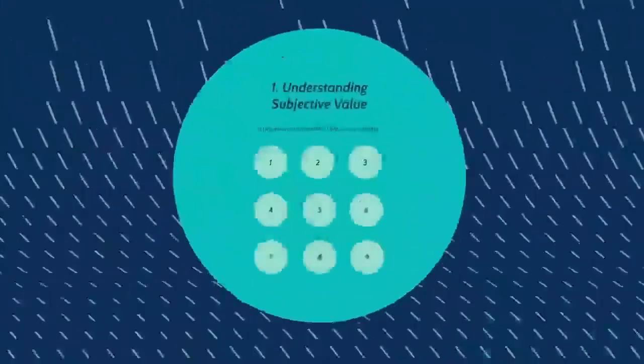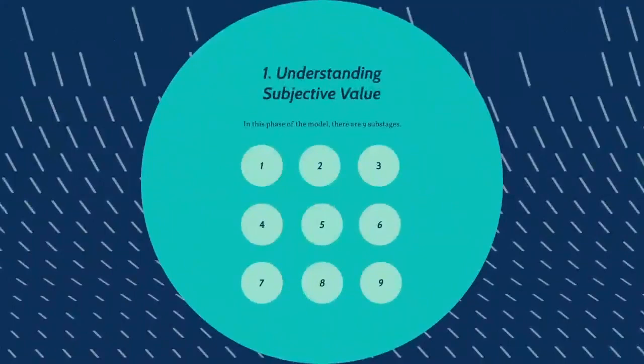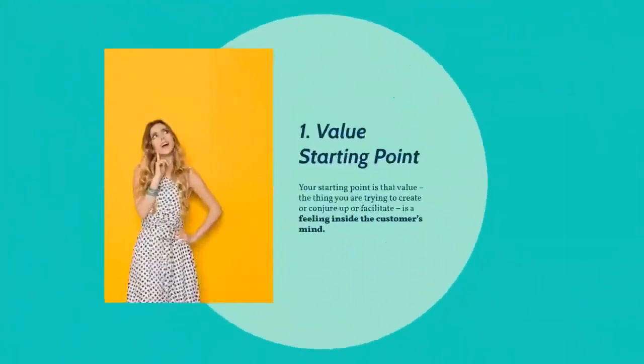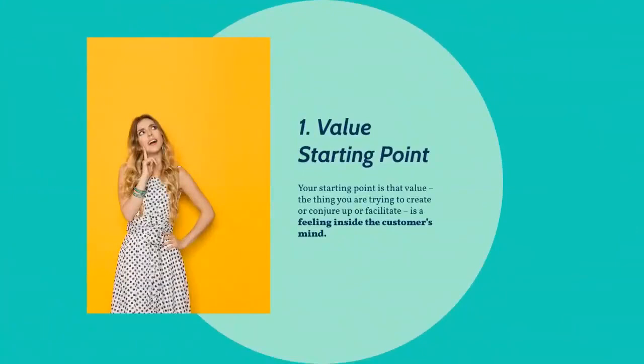In the first phase of the model, subjective value understanding, there are 9 substages. 1. Your starting point is that value, the thing you are trying to create or conjure up or facilitate, is a feeling inside the customer's mind. Therefore, it's subjective. You don't determine what it is. Your customer does. It's personal to them and their individual context, and your role is observer and interpreter.